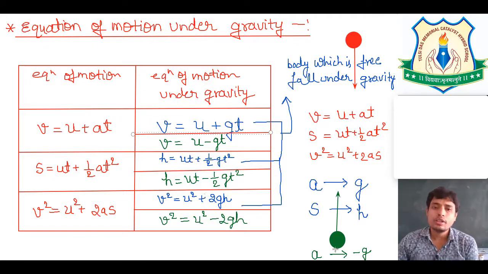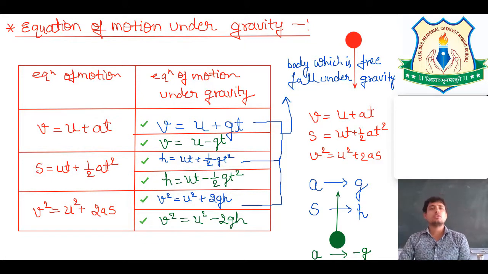Okay, this is for the downward motion and upward motion. So this is the equation of motion under gravity.